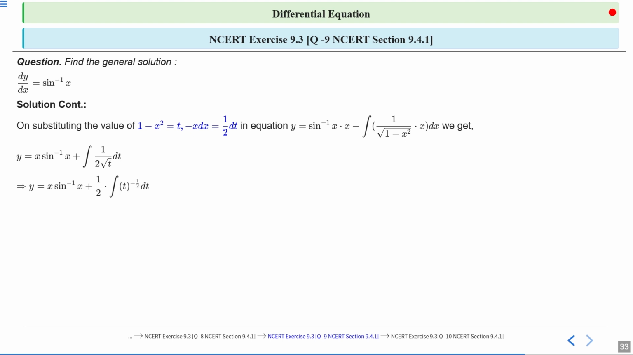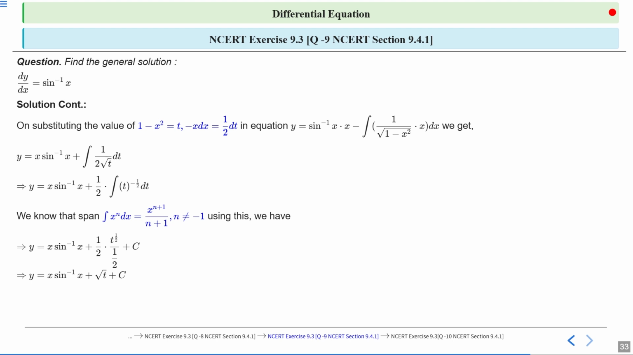Now we integrate 1 by 2 root t dt, and that is 1 by 2 integration of t to the power minus 1 by 2 dt. So we apply the power rule of integration, that is integration of x to the power n dx is x to the power n plus 1 by n plus 1, where n is not equal to minus 1. So using this, we get y is equal to x sin inverse x plus 1 by 2, as here the value of n is minus 1 by 2, so we get t to the power 1 by 2 by 1 by 2 plus c.